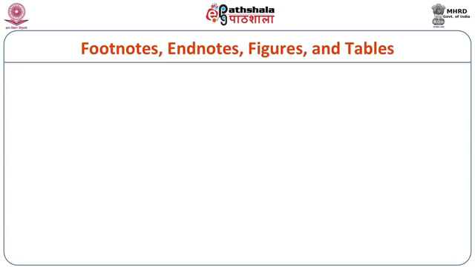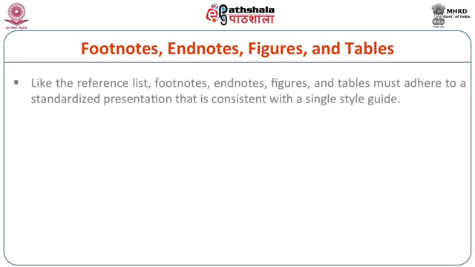Footnotes, endnotes, figures and tables, how to include them in your research paper. Like the reference list, footnotes, endnotes, figures and tables must adhere to a standardized presentation that is consistent with a single style guide. Now what is the difference between footnotes and endnotes? A footnote means that on that very page you write the references, and an endnote means after the completion of the research paper, or the chapter, you write at the end.